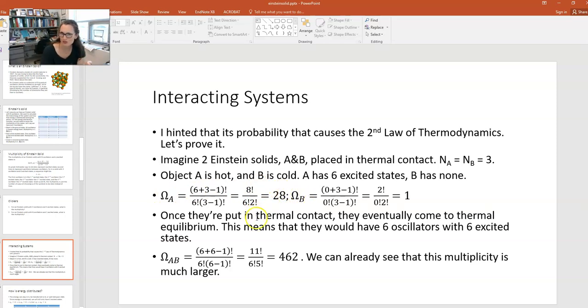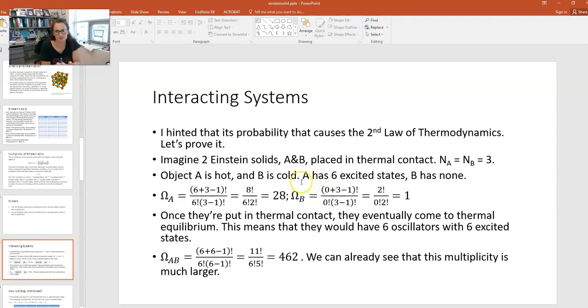Now, as we've already shown, the multiplicity for the cold object with no excited states and 3 oscillators would just be 1. But showing that here mathematically, right? Q is 0, n is 3. So then we have 0 plus 3 minus 1 factorial divided by 0 factorial divided by 3 minus 1 factorial. That gives us 2 factorial over 0 factorial divided by 2 factorial. 0 factorial is 1, in case you've forgotten that little thing. It is weird, though, I admit. So if we solve for that multiplicity, we get 1, okay? All right, so that's before they're placed in thermal contact.